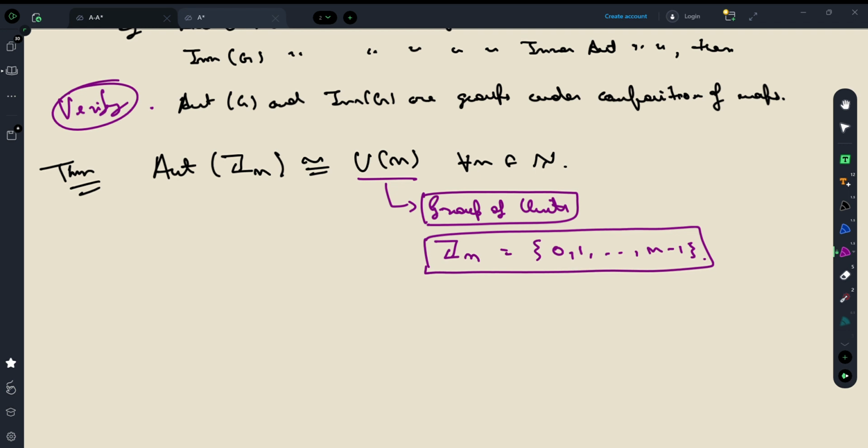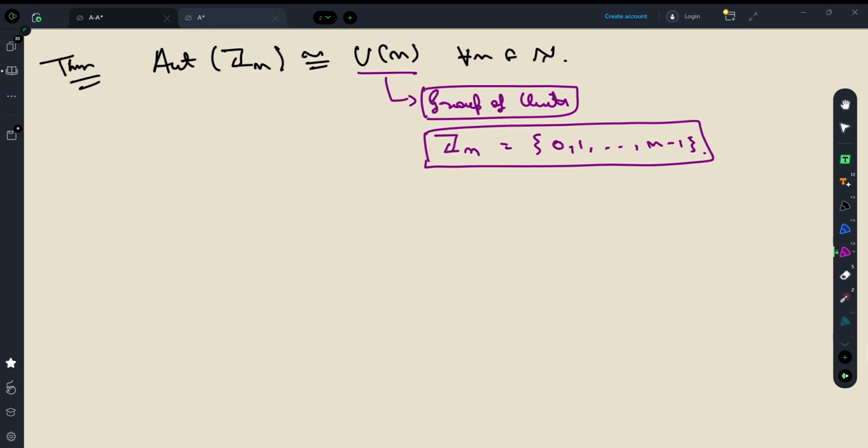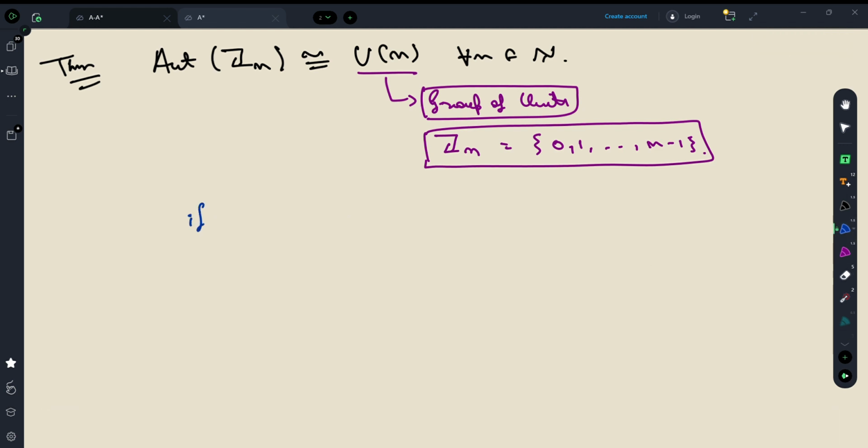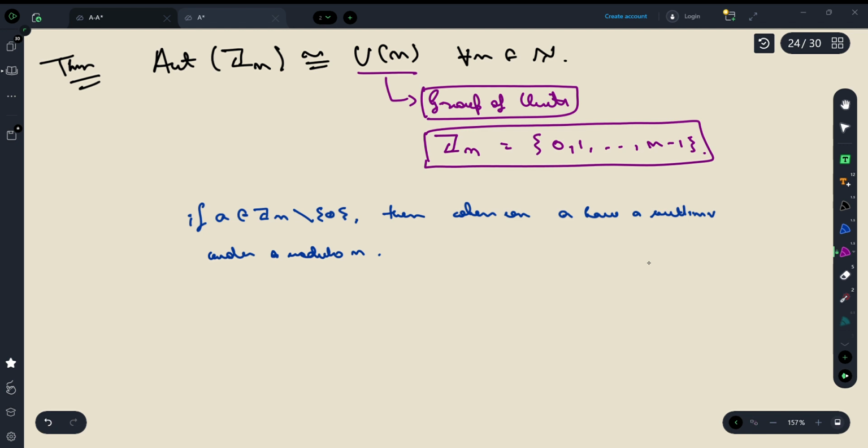So we are talking about the restrictions we need to make Zn into a multiplicative group. Firstly, 0 cannot be there, and we must have multiplicative closure modulo n. So if I choose any element A from Zn except the element 0, then when can A have a multiplicative inverse under modulo n?